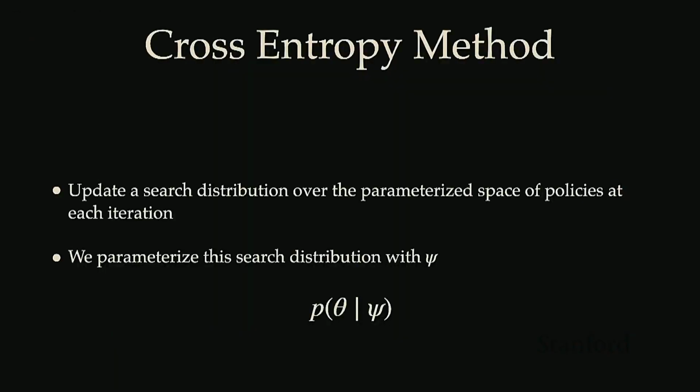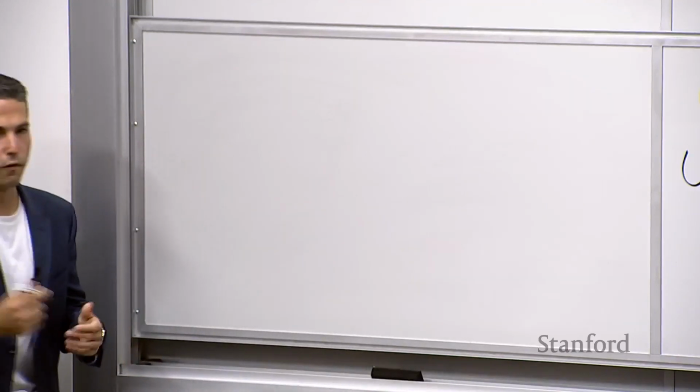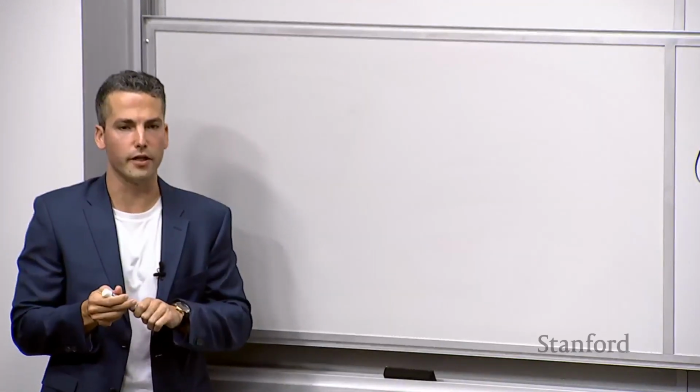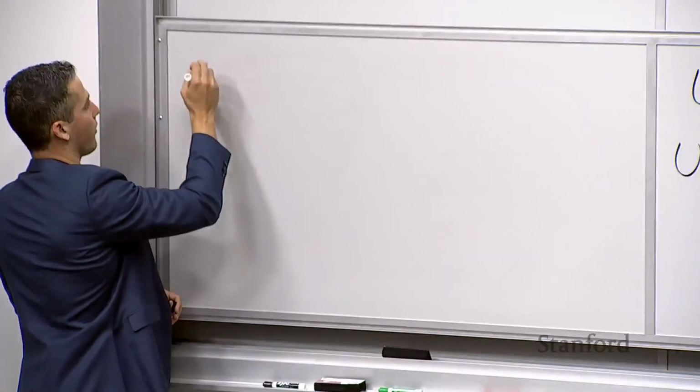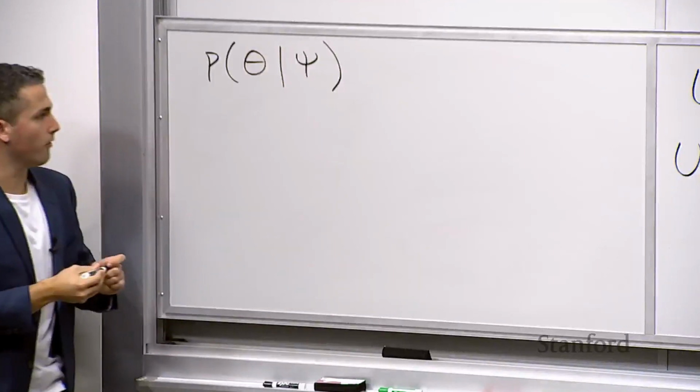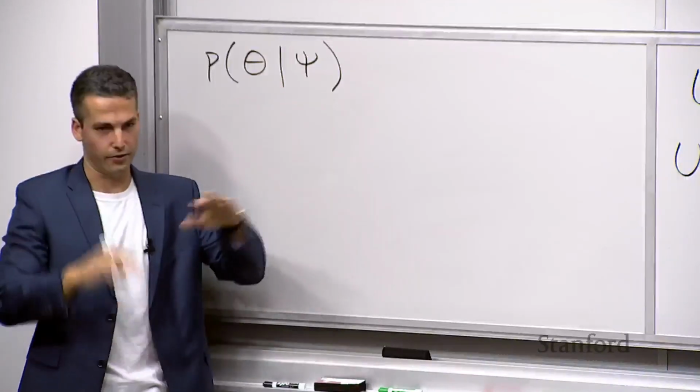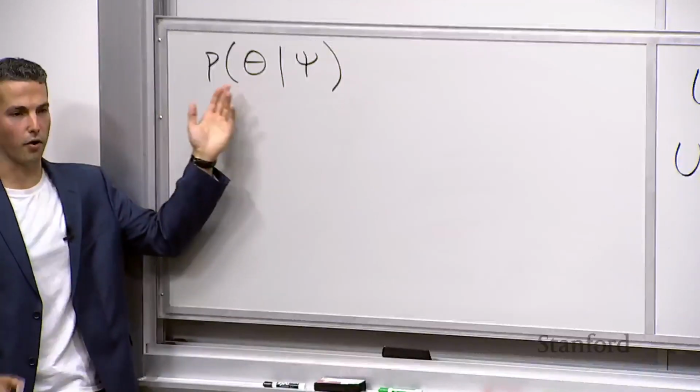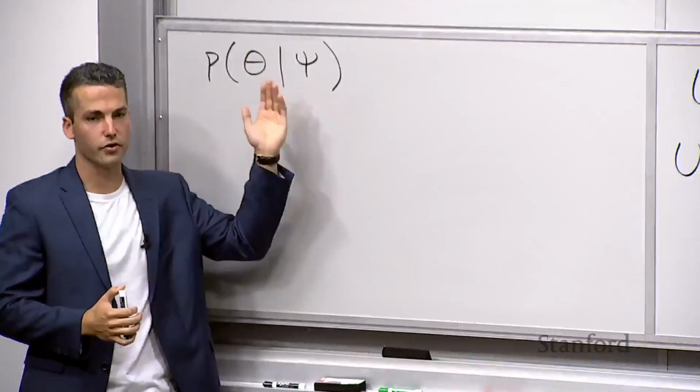So the next method that we're going to talk about is the cross-entropy method. And this is a very similar idea to local search, but goes about it in a slightly different way. Okay, so what we're working with now with the cross-entropy method is a search distribution. Before we were just taking a fixed step size, now we're introducing this idea of a search distribution. Our search distribution we write as p sub psi of theta. Okay, so psi here is our search distribution parameters. So don't get confused here, because theta is our policy parameters, and psi are our search distribution parameters.